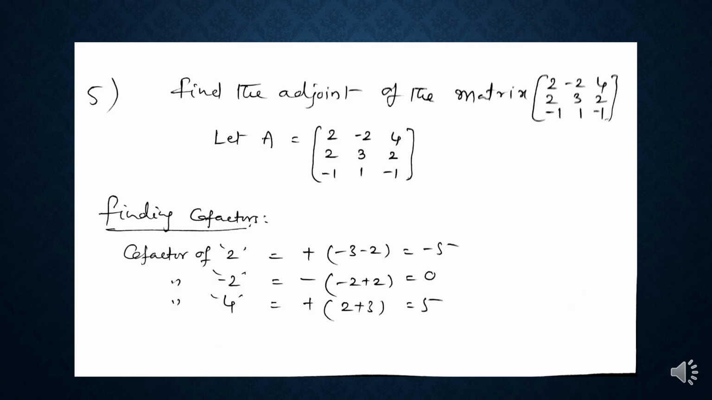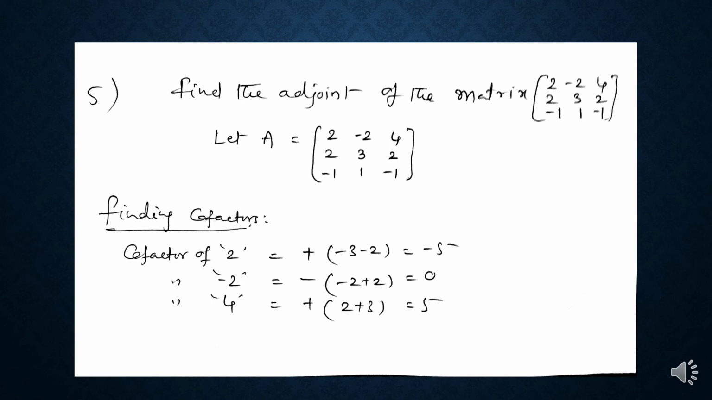Next, cofactor of 4 is plus into, by deleting this column and row, we will get 2, 3, minus 1, 1, that is 1 into 2, 2, minus of minus 1 into 3 plus 3, that is 2 plus 3, that is equal to 5.